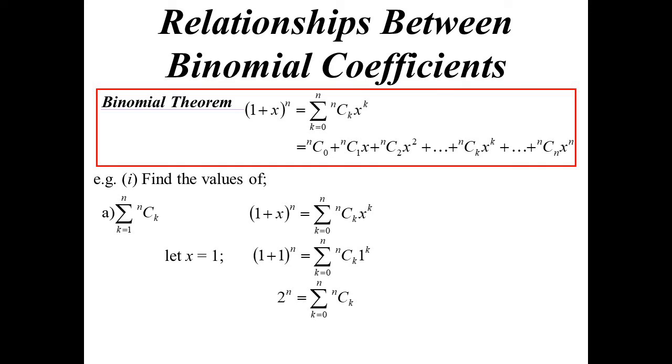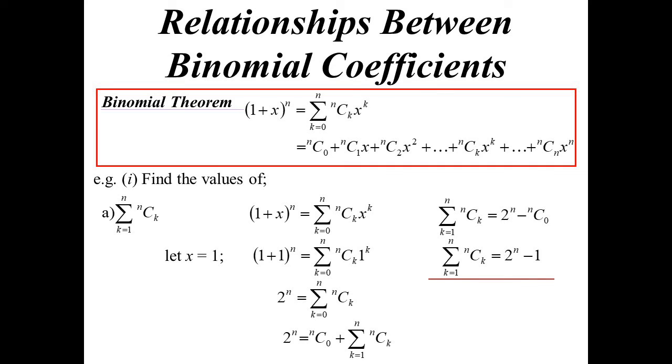We don't want the one where k equals 0, so I just simply take it out. So that k equals 0 gives us nC0, but then I would also have the sum from 1 to n that I want. Well, nC0 we know by definition is always equal to 1. So move that to the other side, and we have our answer. So the sum from k equals 1 to n of nCk will be 2 to the power of n minus 1.